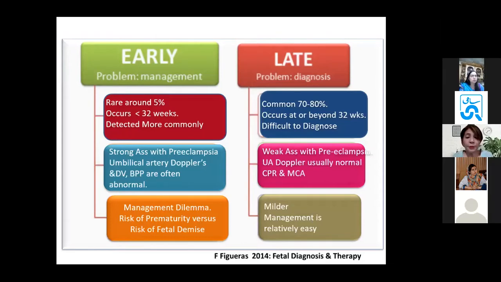And therefore, the management remains a problem because one has to weigh the risk of prematurity against the risk of potential stillbirth. Hence, the management is difficult. In contrast, late preeclampsia is a weak association in late fetal growth restriction, and most of the time the umbilical artery Doppler will remain normal, and your monitoring would depend on middle cerebral artery Doppler and cerebroplacental ratio. However, that management is easier because you are more towards term.